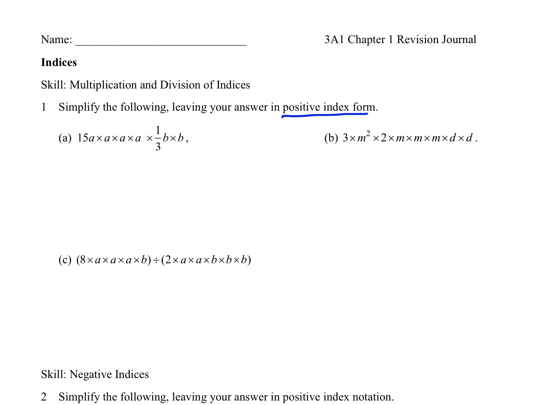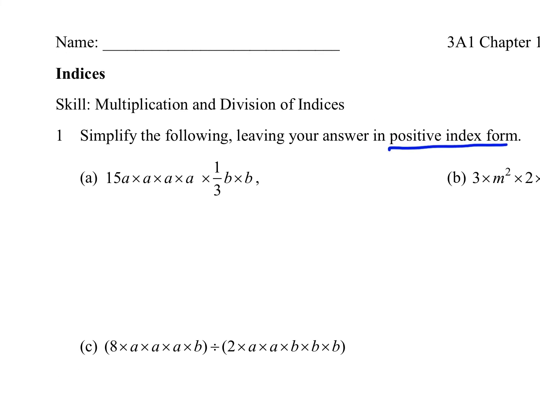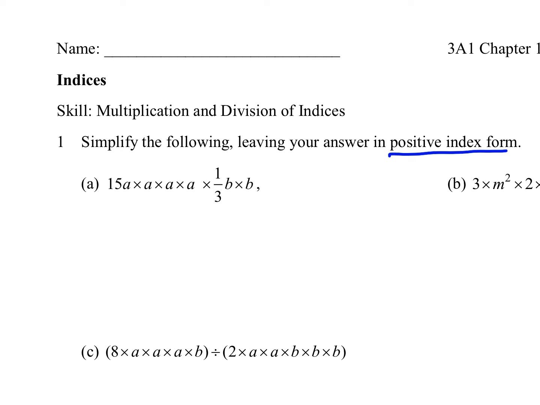Now let's take a look at the first question. We have 15a times a times a times a, multiplied by 1/3 b times b. So this is all multiplication. It's actually 15 times 1/3. We can evaluate the numbers first. So 15 times 1/3 gives us the number 5.